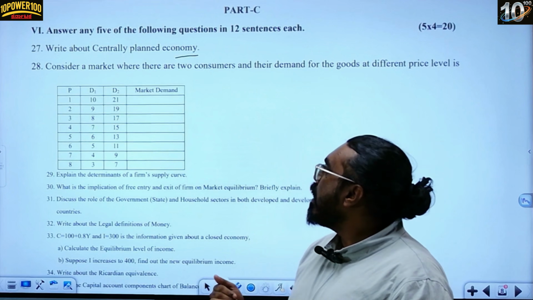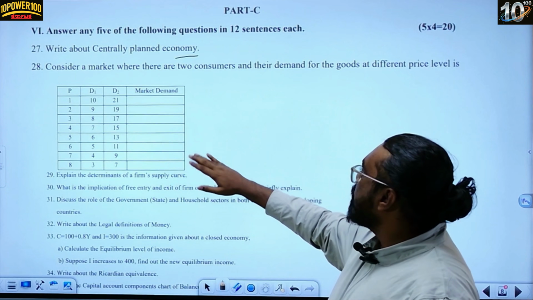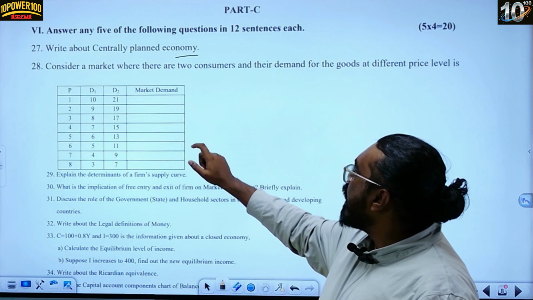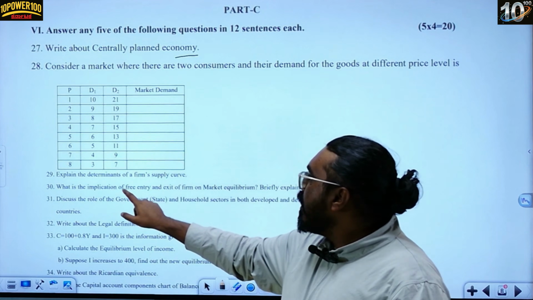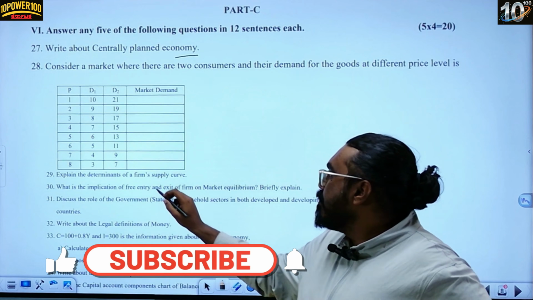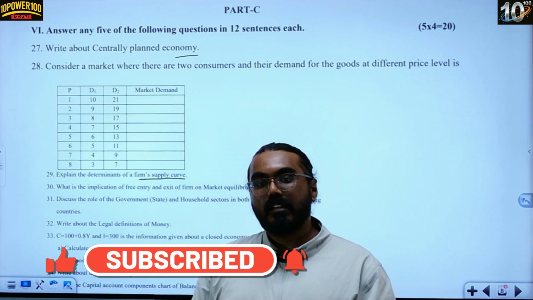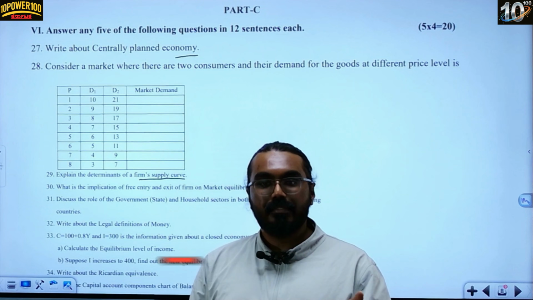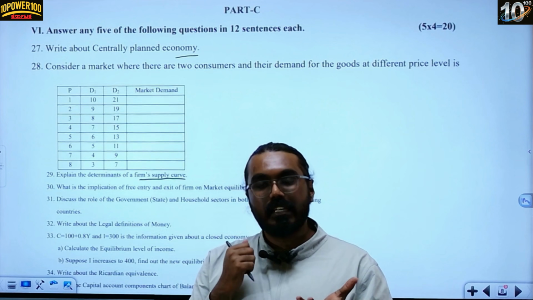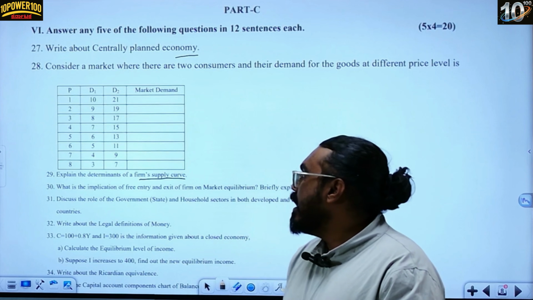Then you have a question from market equilibrium. This is a question where you'll have to calculate a few things. Then explain the determinants of a firm's supply curve. Supply curve automatically comes from the theory of firm, right? So that is a lesson that I'm emphasizing and saying that you have to focus on this year.